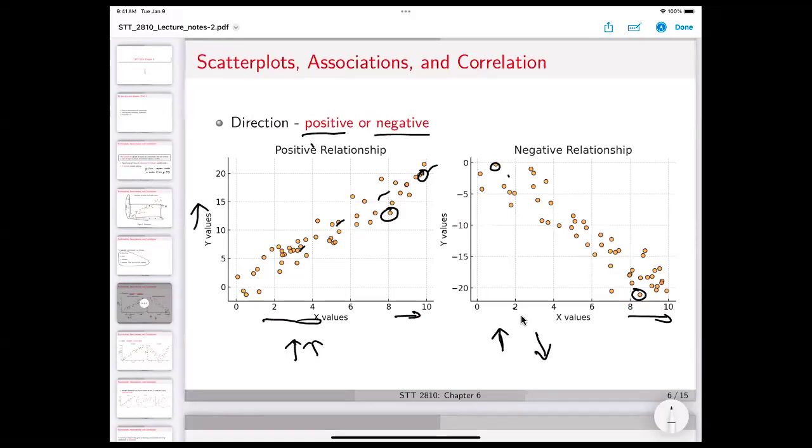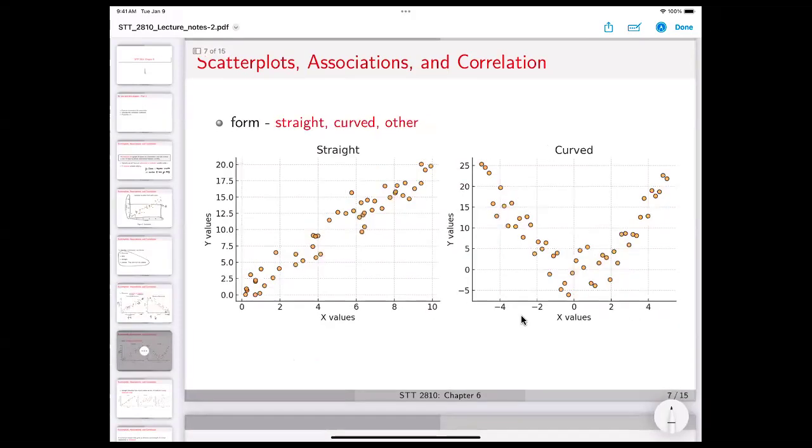So it's very important for you to be able to tell the direction. So whenever you see a scatter plot, you should be able to tell if it is positive or negative. Is that okay? That is the first. The other thing we also want to talk about is the form.